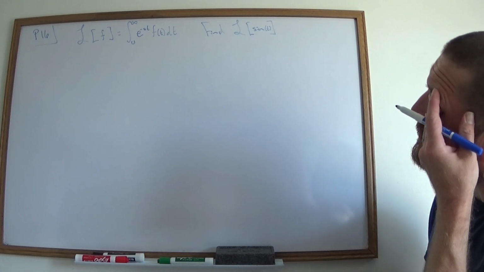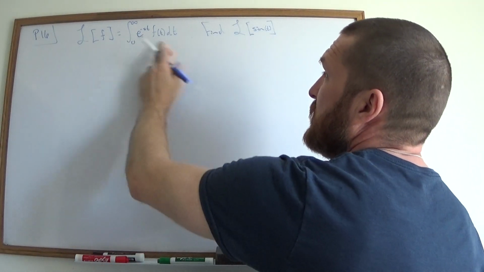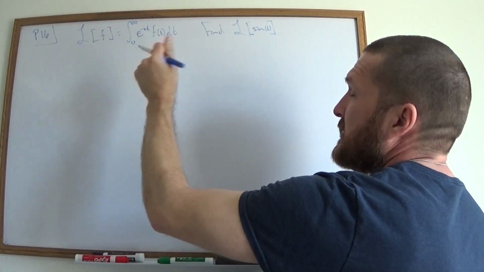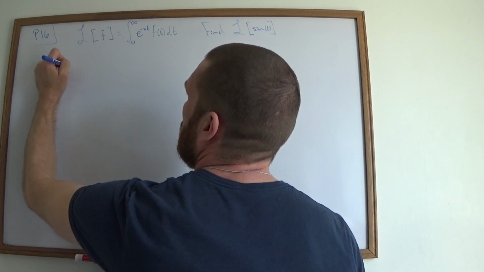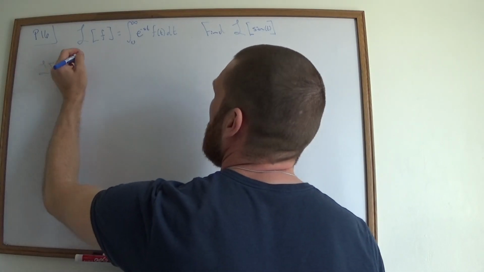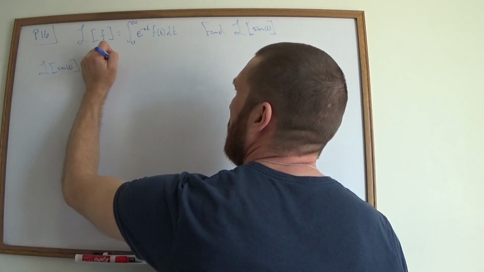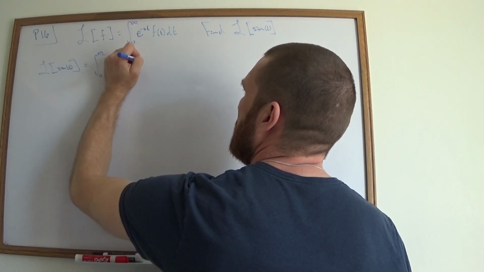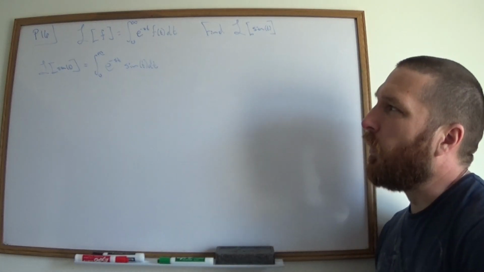Okay, so it's just straight up compute it, right? Everywhere that you see an f of t, we're replacing it with a sine t. So the Laplace transform of regular old sine t is the integral from 0 to infinity of e to the minus st sine t dt.